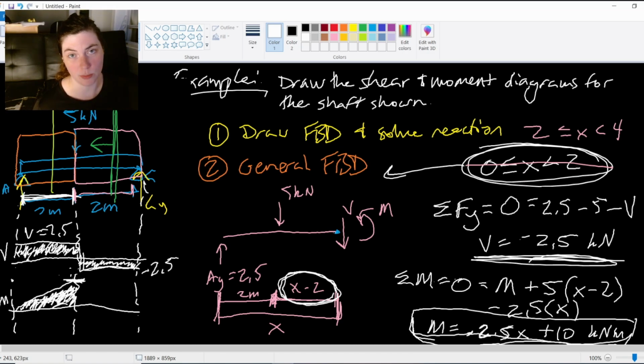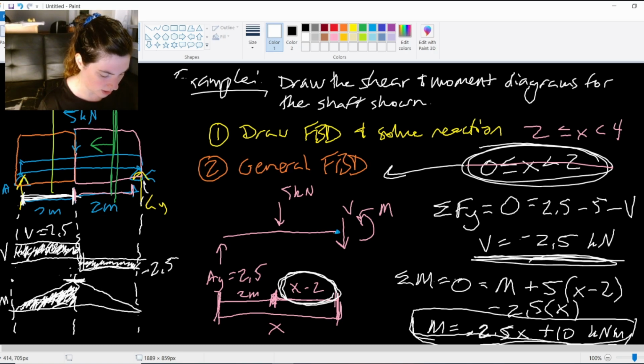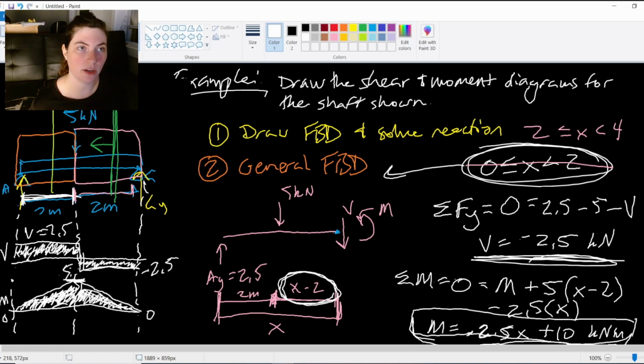I mean, we can plug the numbers in and plot individual numbers on here. But if I had my positive 2.5 slope before and now I'm going a negative 2.5 slope, I've got just a straight triangle, a straight slope back down to 0. Right, so started at 0, ended at 0, with a max of 5 in between. That's our moment diagram.